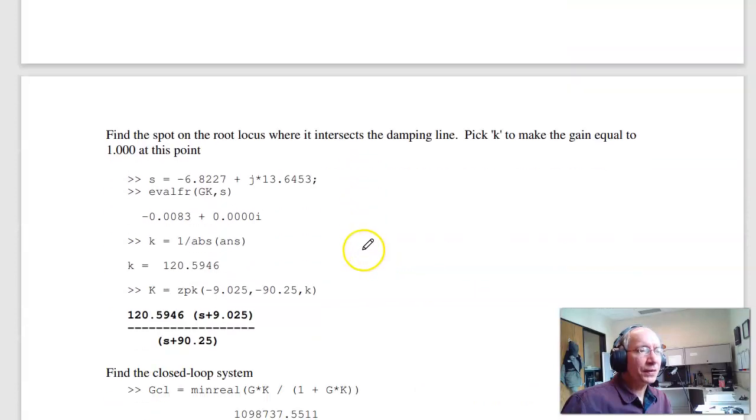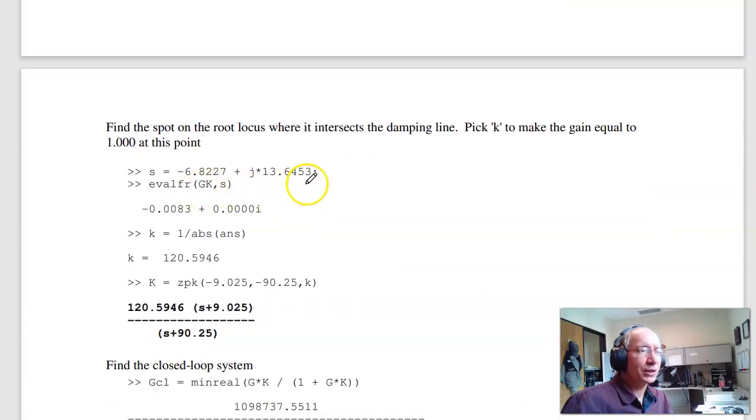Read that off the graph, and it's -6.82 plus j 13.64. Basically zoom in on it. That's g times k. Pick k to make the gain 1. K is 120. So here's k of s. That's my lead compensator.